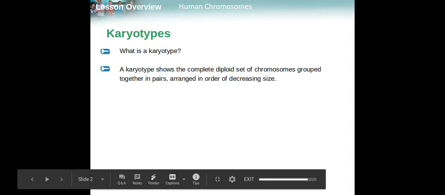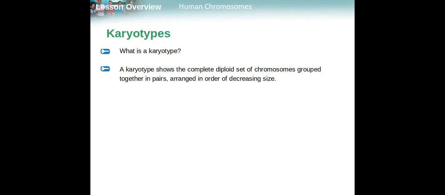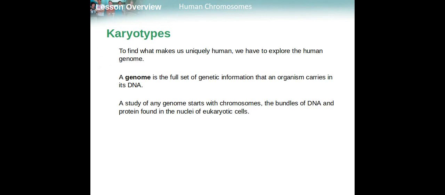So start off by just talking about what a karyotype is. A karyotype shows the complete diploid set of chromosomes grouped together in pairs arranged in order of decreasing size. To find out what makes us human, we have to explore the human genome. A genome is a full set of genetic information that an organism carries in its DNA. A study of any genome starts with chromosomes, the bundles of DNA and protein found in the nuclei of eukaryotic cells.